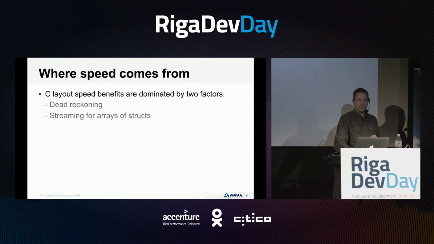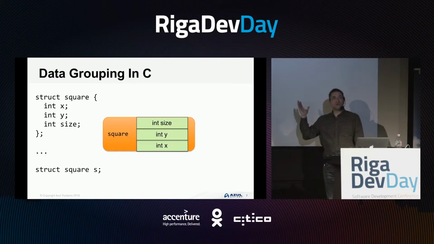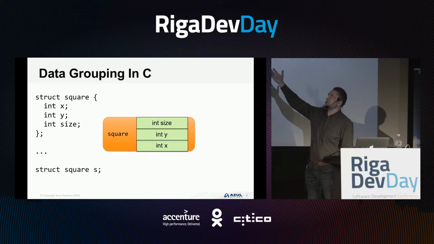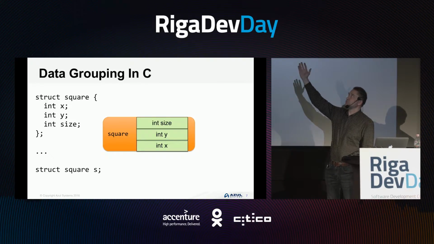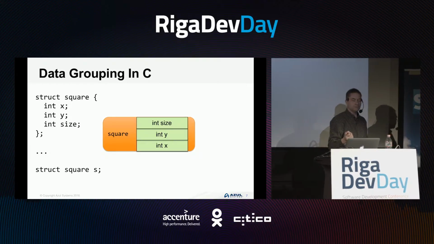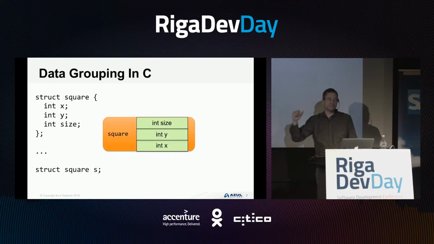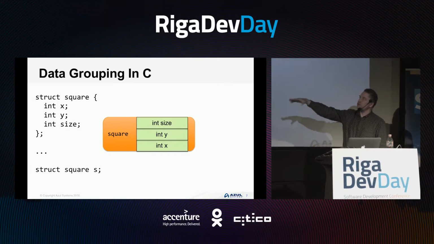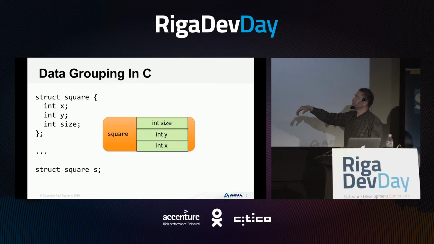Let's look at that in a bit more detail. So here's a struct in C. As I said, a struct is just like an object in Java. So you say, I've got a struct called square, and it's going to have an X and a Y position for one of the corners, and it's going to have a size. So I've got 3 ints. And then I can create a struct simply by saying struct square S. Wonderful. That puts it on the stack.